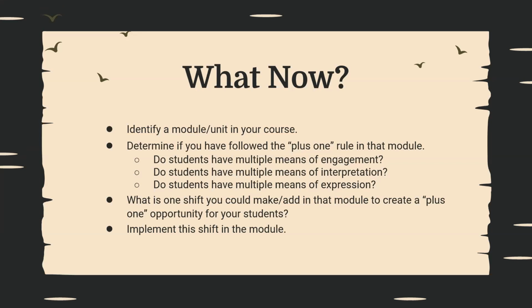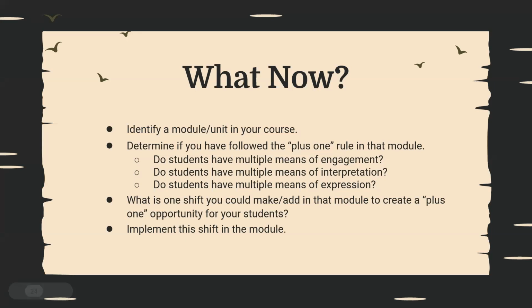So we have a little bit of homework for you. We'd like for you to identify a module or unit in your course, and think about how we can apply universal design for learning to that module or learning unit. The thing we want to ask you is to determine if you followed that +1 rule in that module or unit.